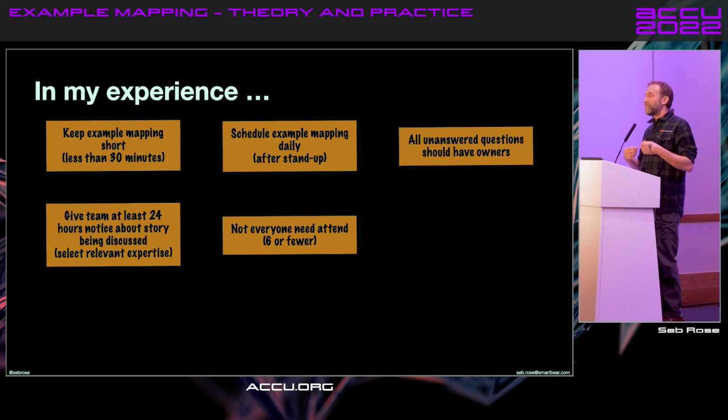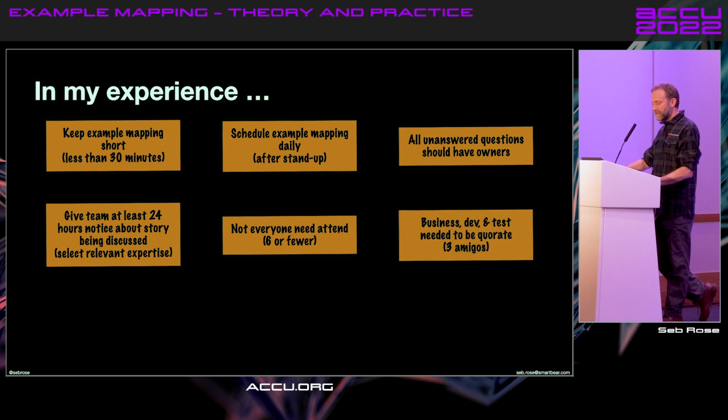As I said, when teams start doing example mapping, I actually think it's beneficial if everybody does attend, because then you get to a common way of working. If, however, as you get better and you get a common way of working, then I suggest to apply the dinner party rule of having 6 or fewer, because if you have more than 6 people, there will be more than one conversation going on.